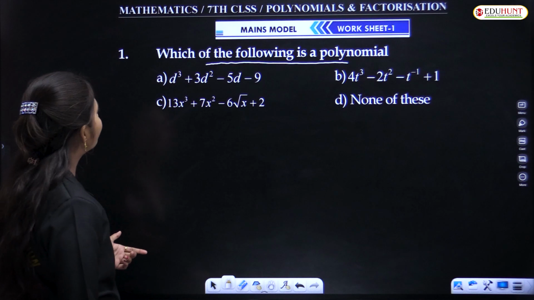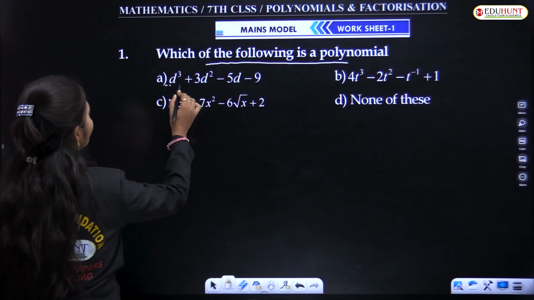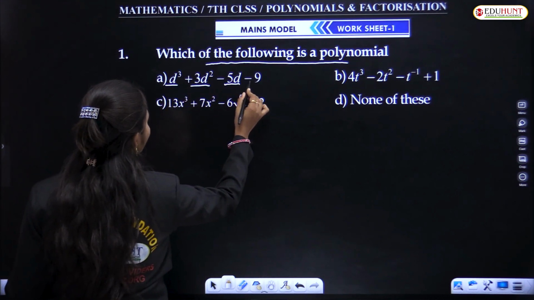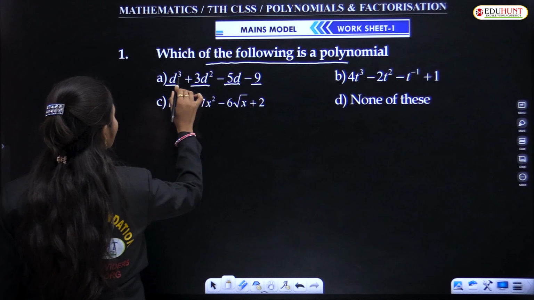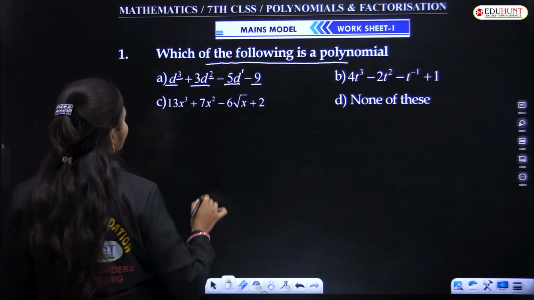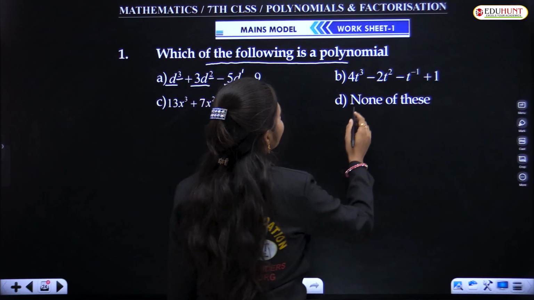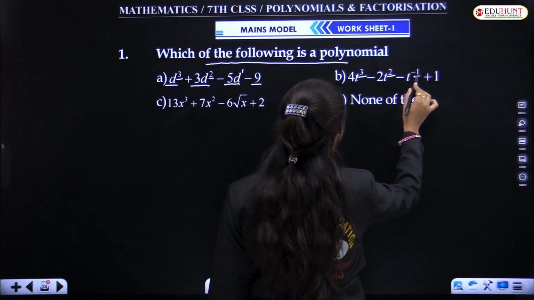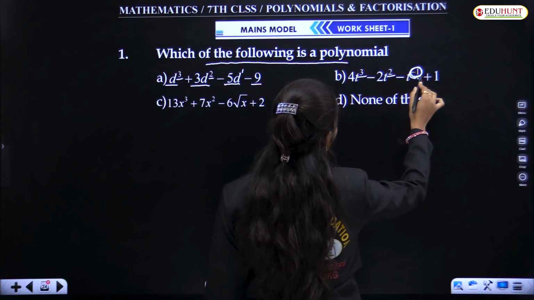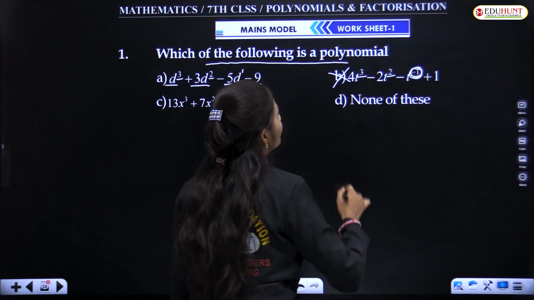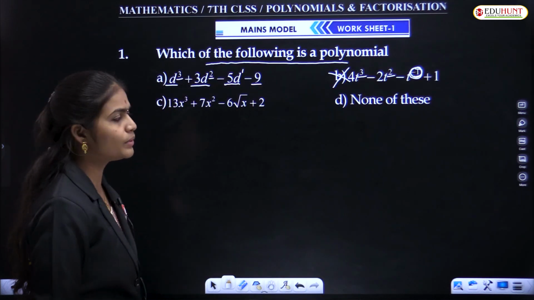So when you observe the first one here, d cube plus 3d square minus 5d minus 9. Here all the powers are positive, right? Okay, so when you observe the second one here, t cube, t square, t power minus 1, here we can observe a negative power. So that's why this is not a polynomial, that is a multinomial.